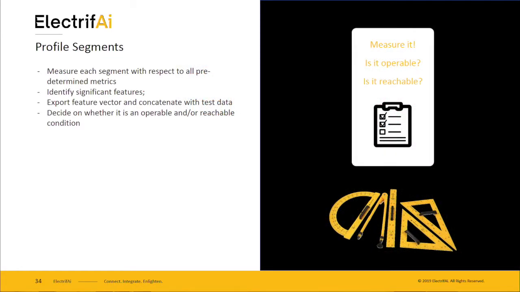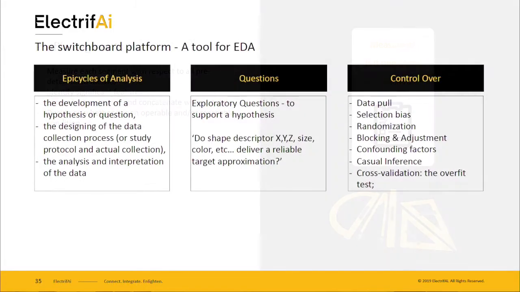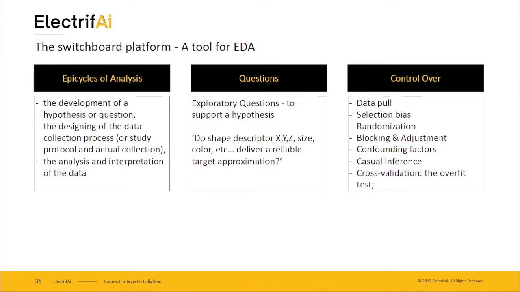And now, once you have those segments, of course, you can just measure them and decide whether this is operable, whether this is reachable, and what else you want to do with this. So as a tool, the switchboard, together with the grapher, supports pretty much the epicycle of analysis. So we have the development of an initial hypothesis, and you start asking questions on your data space in order to see if that hypothesis is standing.